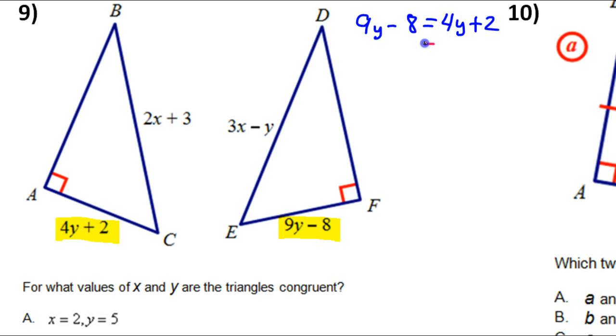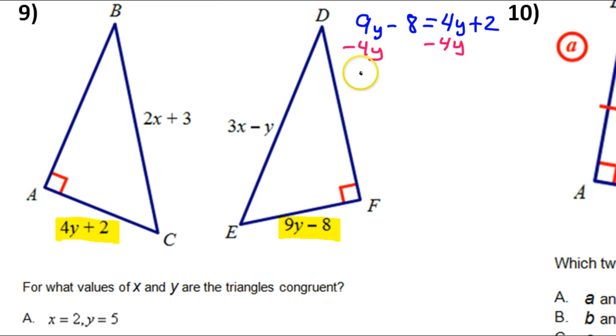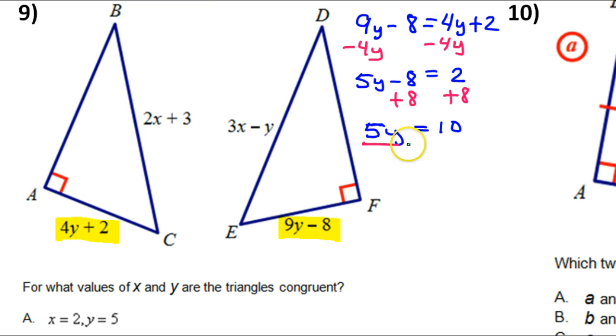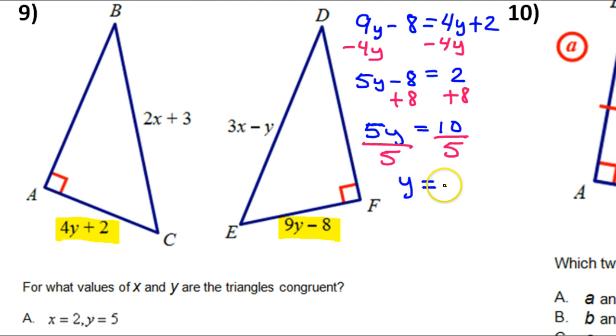All right, first get the variables together. So subtract 4y from both sides. That's going to give me 5y minus 8 is equal to 2. Then we would add 8 to both sides. That's going to give me 5y is equal to 10. Then we would divide both sides by 5. So that's going to give me y is equal to 2.